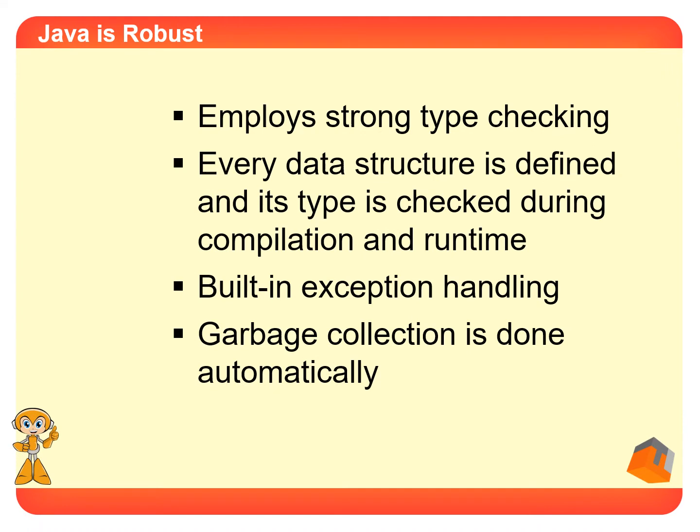Next, Java is robust. It employs strong type checking. Every data structure is defined and its type is checked during compilation and runtime. Built-in exception handling. Garbage collection is done automatically. Java has a certain degree of fault tolerance, which is a property that allows a platform to continue to function in the event of failure or an error.